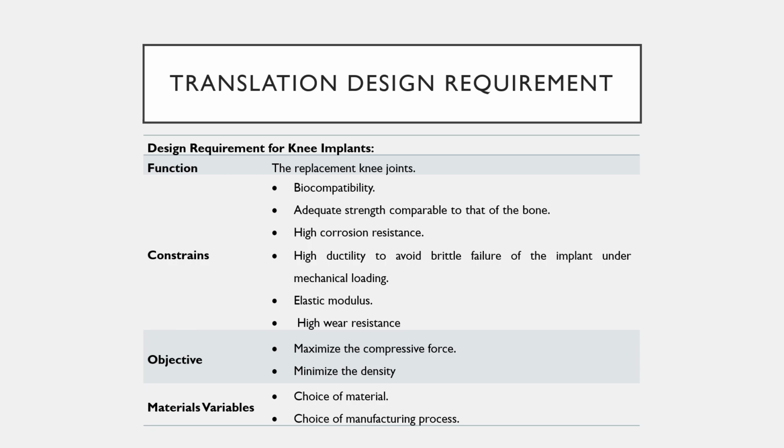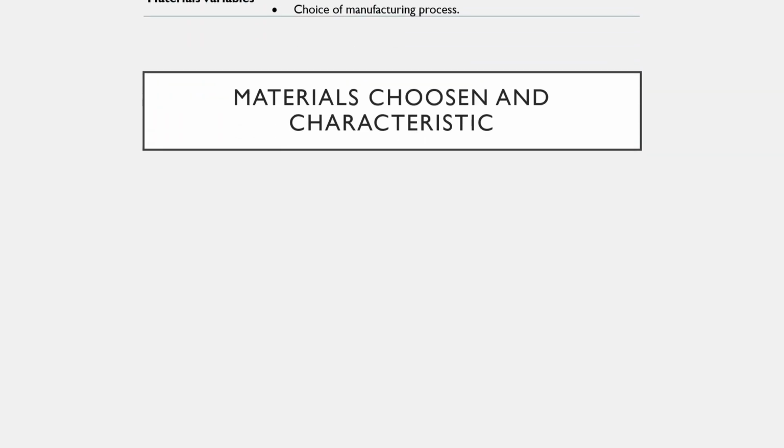This process contains function, constraint, objective, and material variable. For the knee implant, the function is displacement of a knee joint. The constraints need to be biocompatibility, adequate strength, high corrosion resistance, high ductility, elastic modulus, and high wear resistance. While for the objective, we need to maximize the compressive force and minimize the density. And lastly, the material variable is the choice of material and choice of manufacturing process.